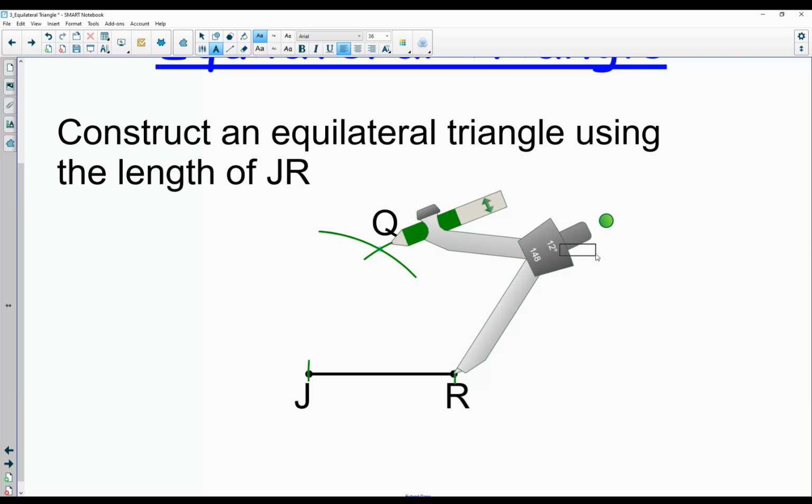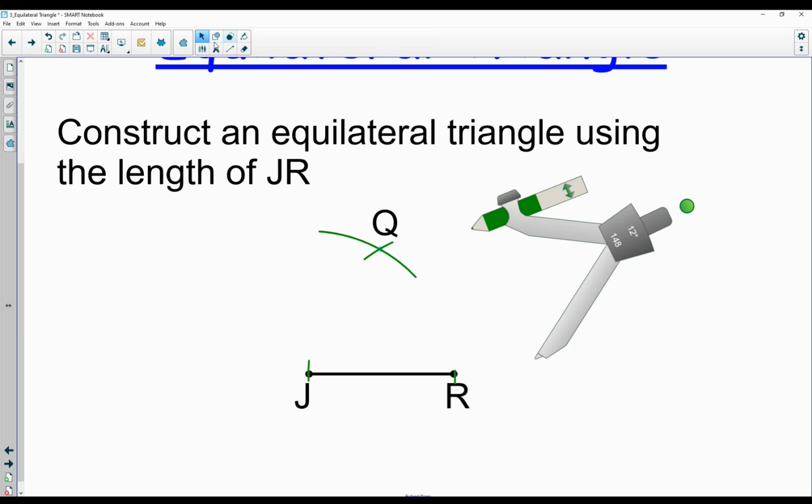Now, I don't have an equilateral triangle. I just have the work to show it's going to be an equilateral triangle. To actually construct an equilateral triangle, I'm going to connect from J to Q and Q to R. And there it is.